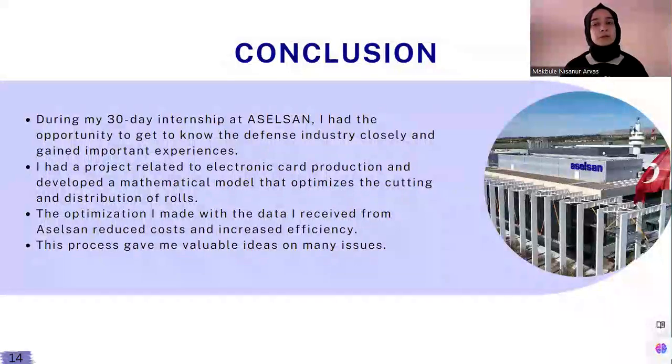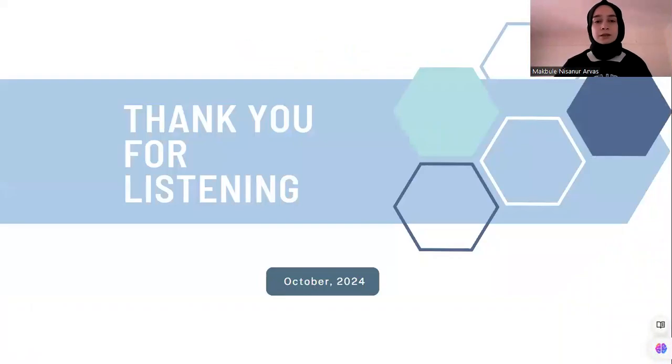In conclusion, during my internship at Aselsan, I learned lots of new information about the defense industry. I gained new experiences. I worked at electronic card production line. I created a model and I solved this model with GAMS. My aim is to increase efficiency and decrease the cost. Thanks to this experience, I gained lots of new information about many subjects, especially the defense industry. And thank you for listening.